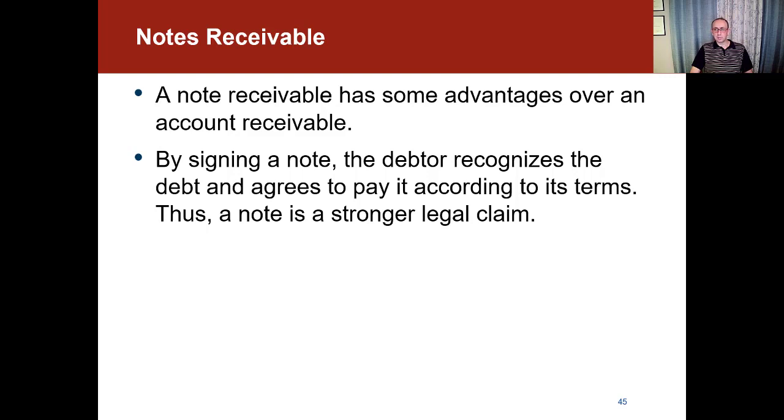A notes receivable has some advantages over accounts receivable, because by signing a note, the debtor recognizes the debt and agrees to pay it according to its terms. Therefore, a note is a stronger legal claim. So in court, a notes receivable is a much stronger way to prove that this person owes me some money.